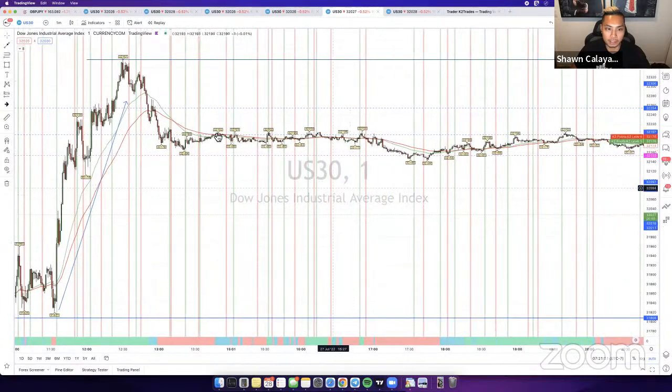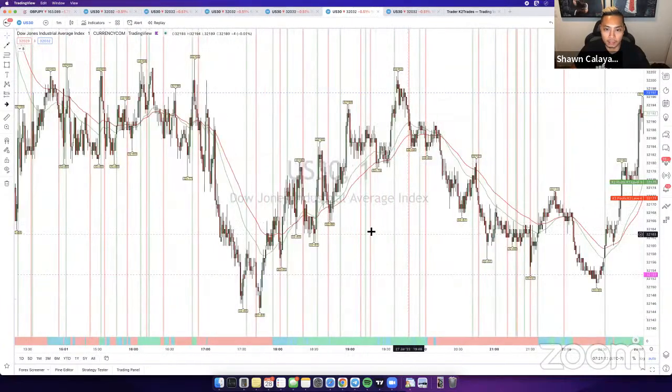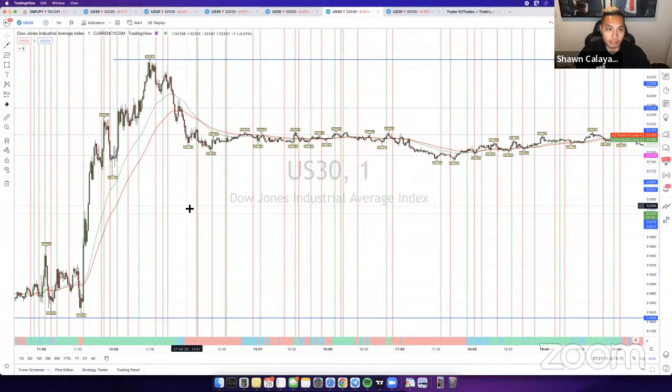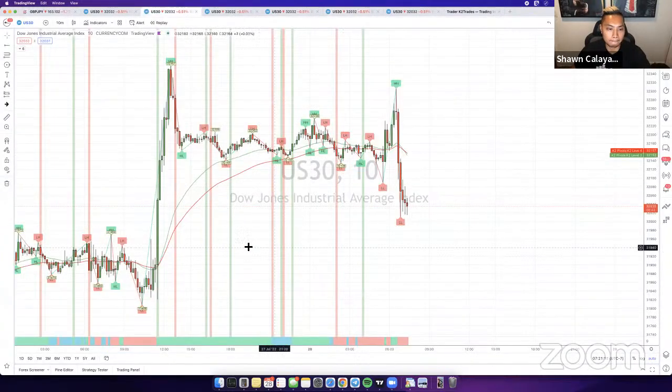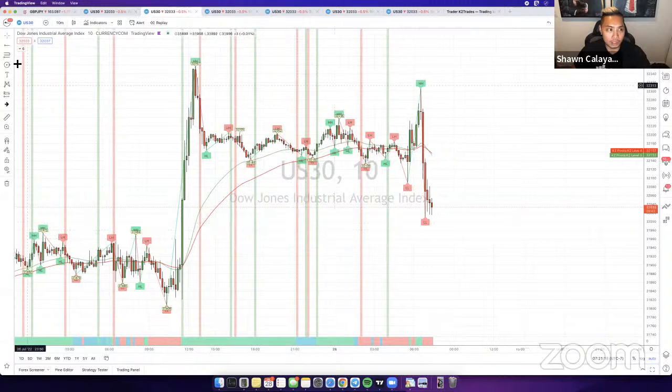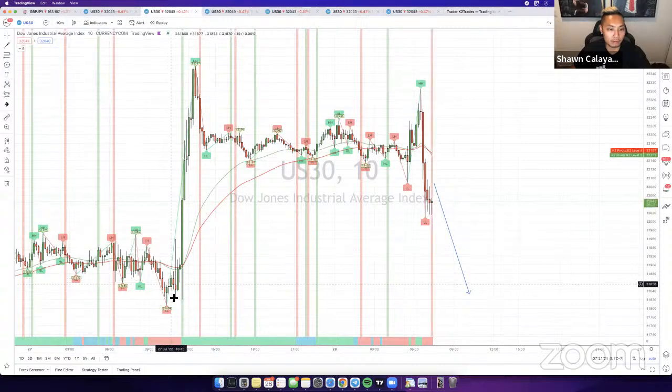He pushed price right here. Price just consolidated for a bit. And then I'll look at this on the 10 minutes. It's actually easier to see it on there. Okay. So the correction is probably going to push back down and fill this gap here from Powell's speech yesterday.